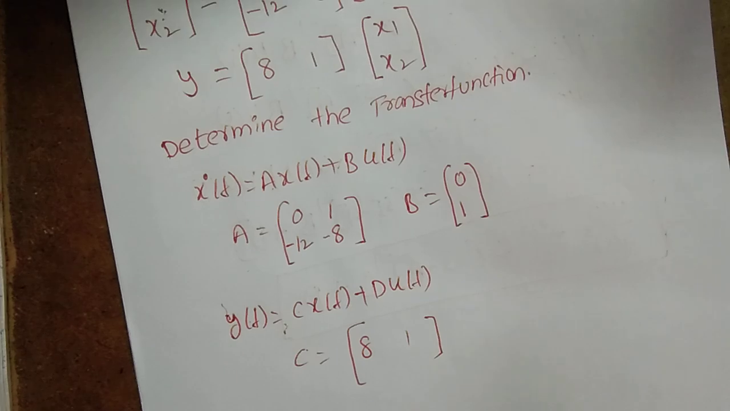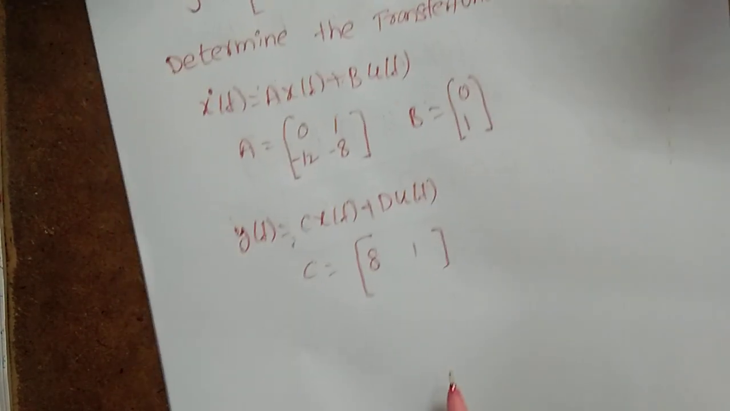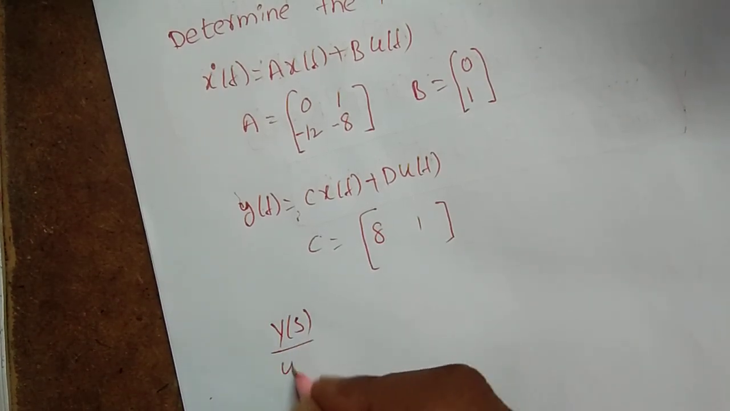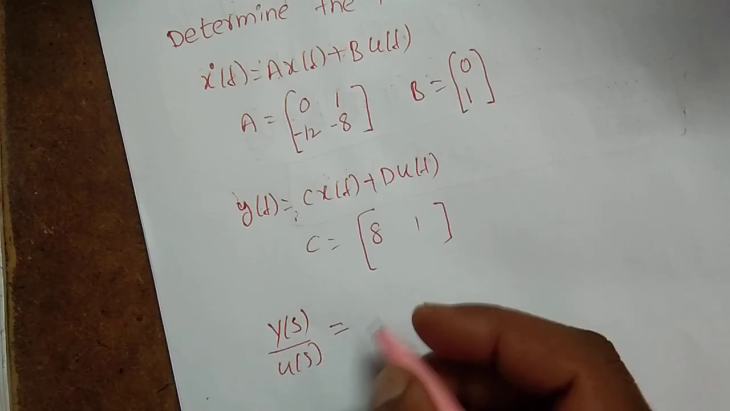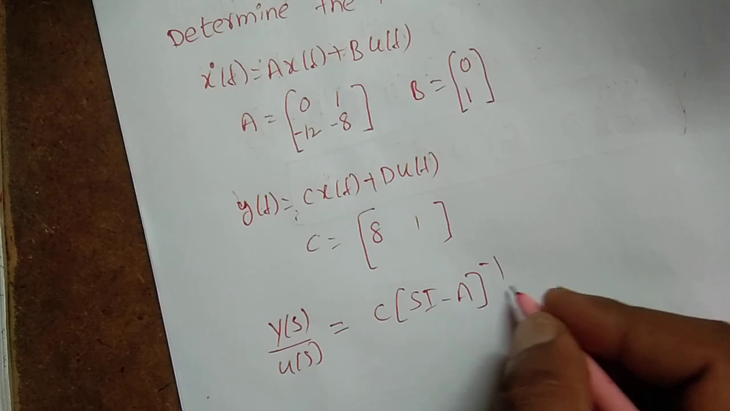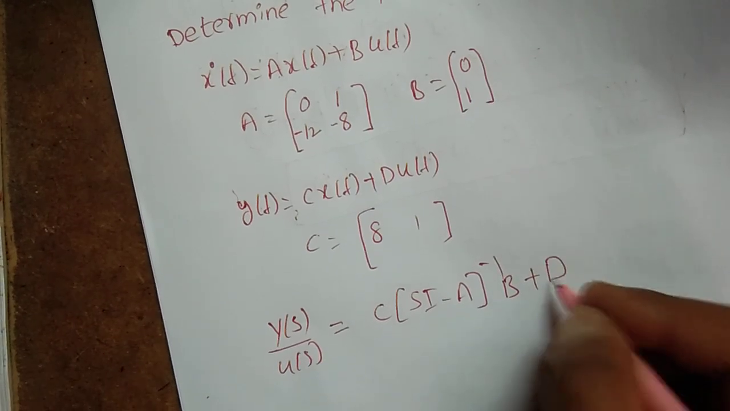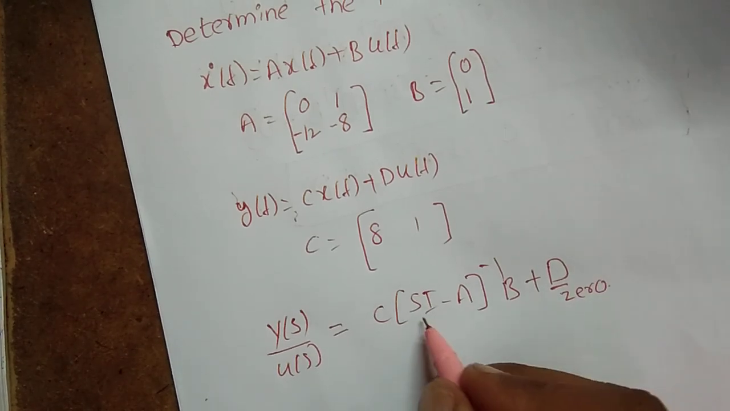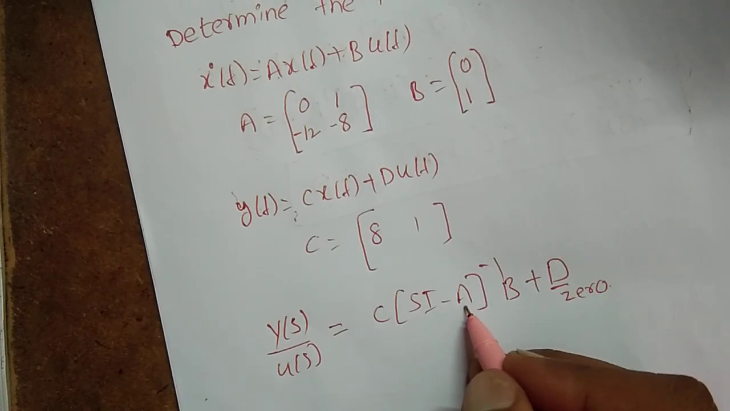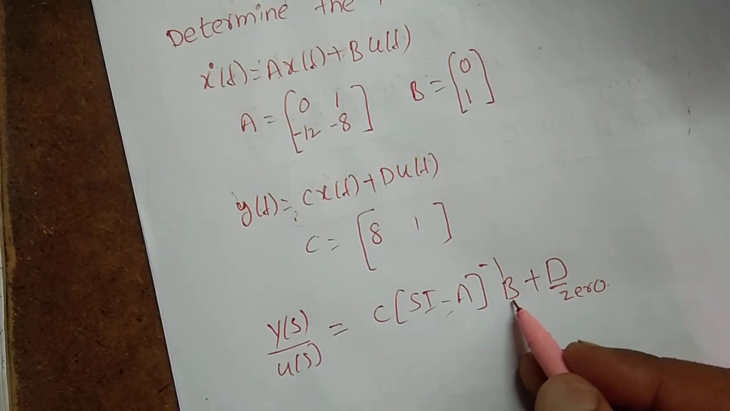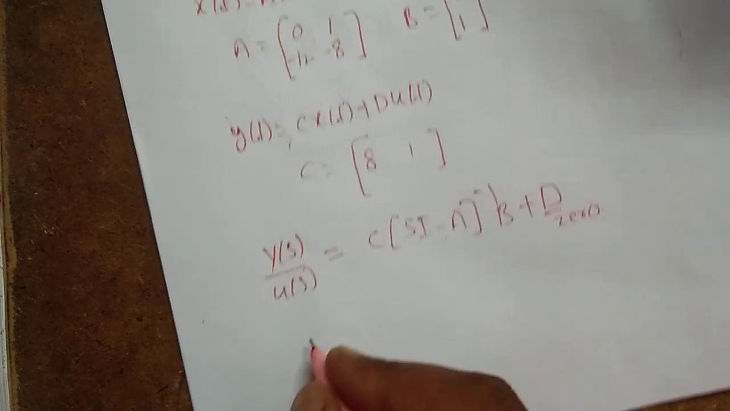By using these A, B, C matrices, find the transfer function. The transfer function Y of s by U of s is equal to C into (sI minus A) inverse B plus D. The D is 0. First of all, find sI minus A, then its inverse, then multiplication by B, and then by C.